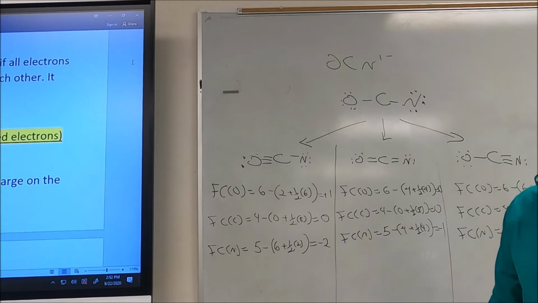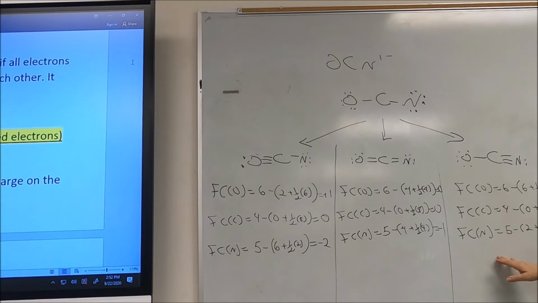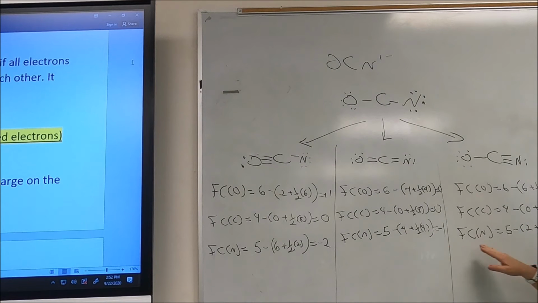Now, when we're looking at formal charges, number 1, we want the numbers to be as small as possible. 0 is the gold standard here. So the more 0 formal charges you have, the better. So if I look at these 3 options, these 2 have 2 formal charges of 0. This one has 1 formal charge of 0. These 2 are definitely better resonance structures than this one. Strike number 1 against this one.